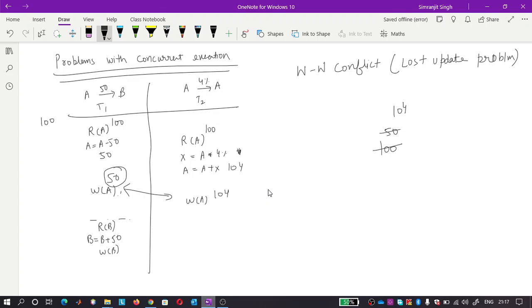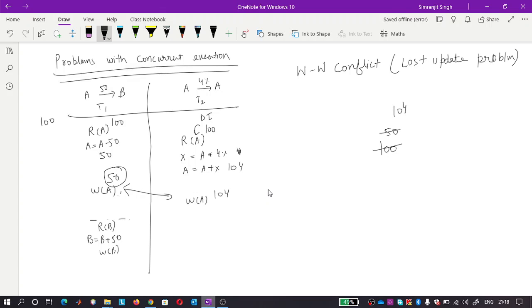So we always avoid that. If there are two writes on the same data item, and here A is the data item, without any read operation, because there is no read operation by transaction T2, this particular conflict will occur. We always try to avoid it.